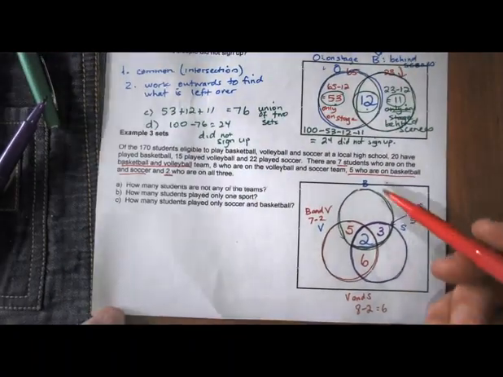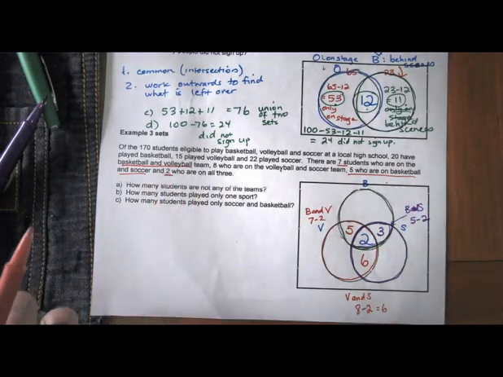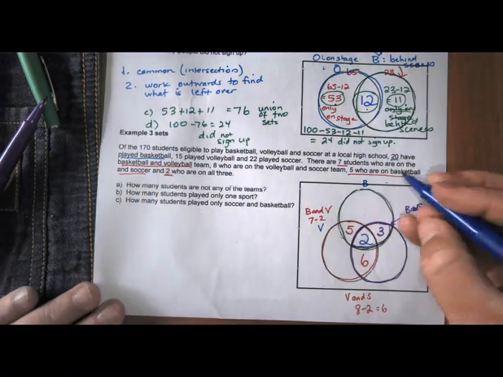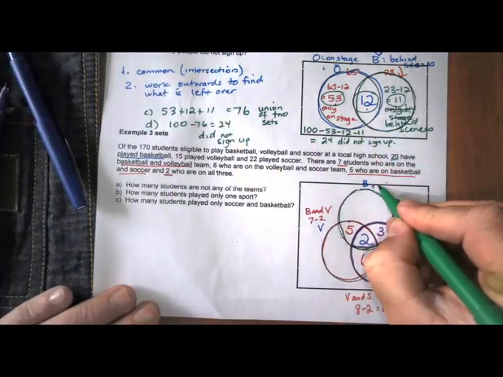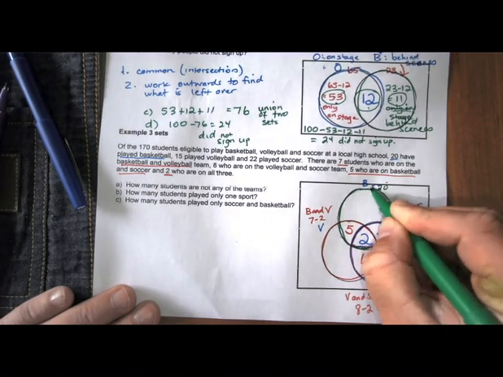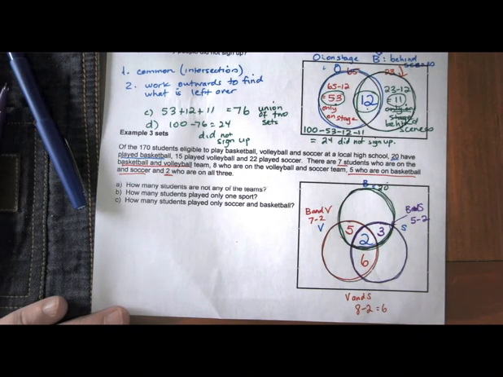Okay, let's see what now. We have 20 people on the basketball team. So we know that there's, I'll use green here because it's a green circle. There's got to be 20 in this circle, because that's what represents basketball.